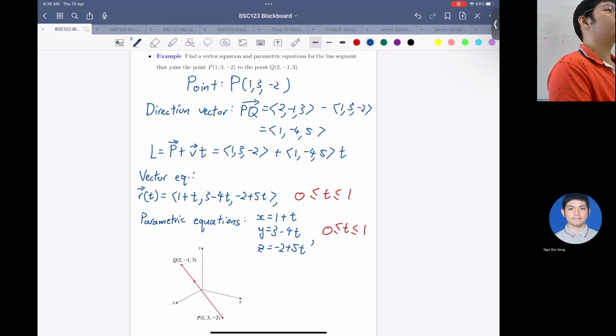What do you mean, PQ or QP? PQ equals minus QP. So yes, correct. So let's assume this question has orientation. From what point to what point? If P to Q, then you start from P, t equals 0 at P and t equals 1 at Q. P to Q. Any other problem with orientation or no?